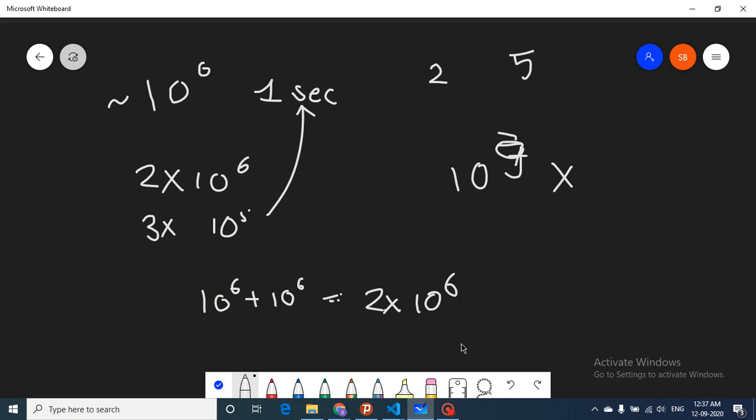which is still very small. You are not going to 10 to the power 7. You would require 10 seconds to just go to 10 to the power 7, and if you want to go to 10 to the power 9, that's very large. So you cannot do this in 2-3 seconds.